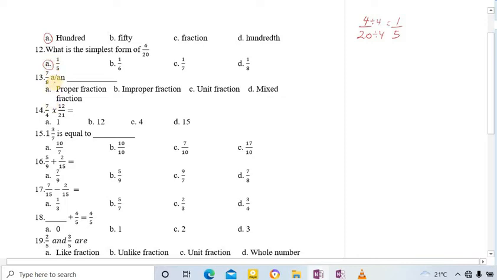Number 13, 7/8 is a proper fraction. Number 14, we have 7/4 times 12 all over 21. This would be equal to 7 times. Okay, first of all, we could cancel out some things.